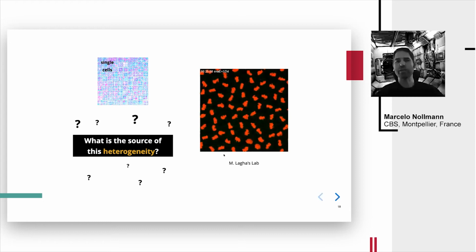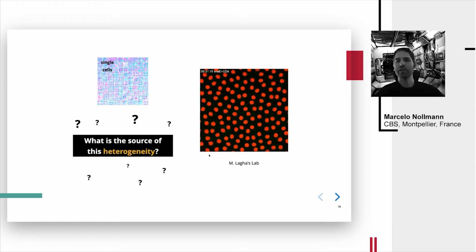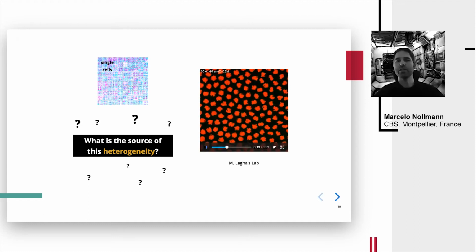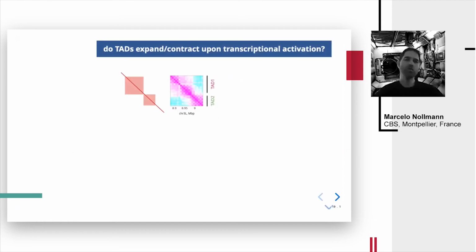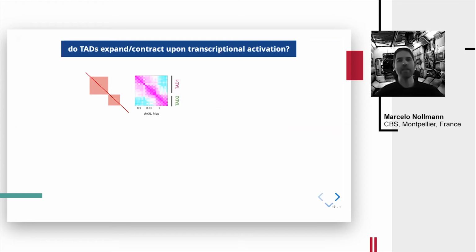So what you can see very clearly is that all of the cells go through the same cell cycle at the same time. So if we fix embryos at a specific nuclear development stage, then we know that all of the cells are in the same cell cycle stage. So the heterogeneity in this case doesn't come from the cell cycle. And so, of course, we wondered whether this heterogeneity may be coming from transcriptional activation.